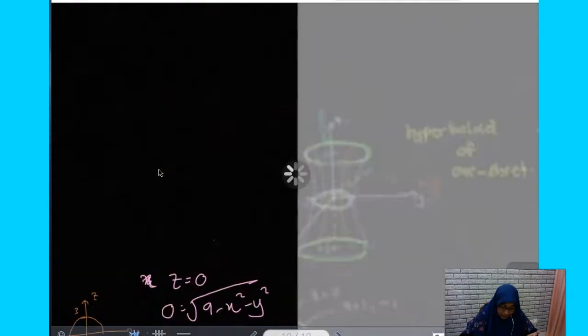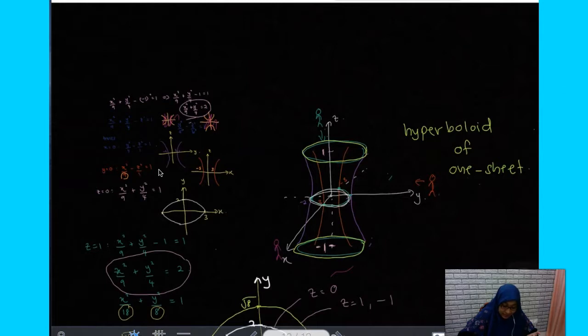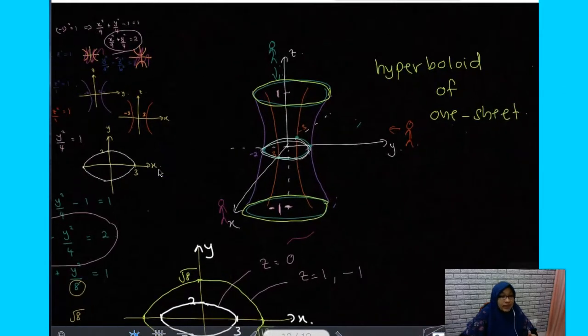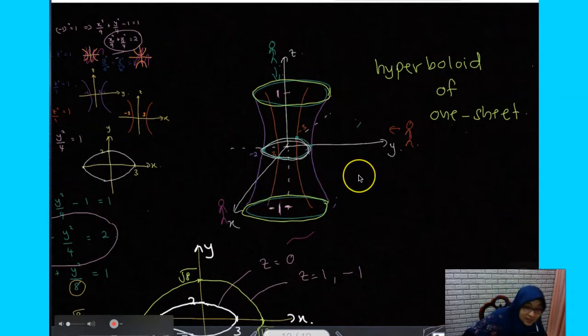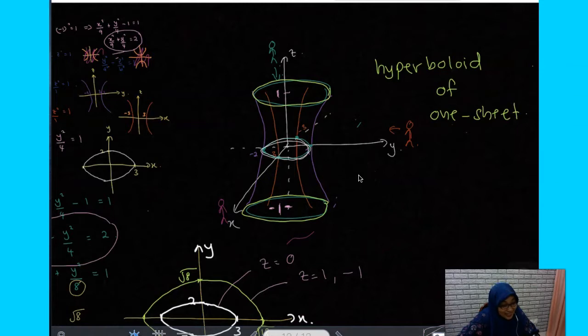And today we have sketched the hyperboloid of one sheet. So now we know how to sketch the hyperboloid of one sheet. That's not too hard, right? You can try sketching again, and you will see that this is not so complicated.